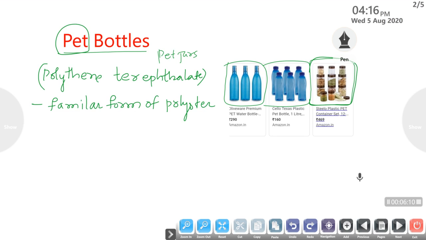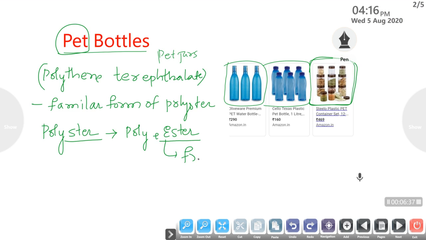Clear? So nowadays they are preparing so many types of fiber. For example, polyester. Polyester is made of poly plus ester. This word polyester is derived from poly plus ester. Here, ester is a chemical substance which gives a fruit smell.